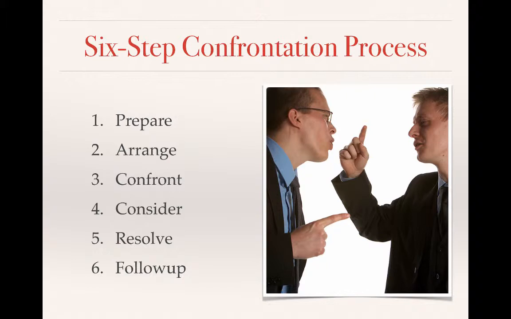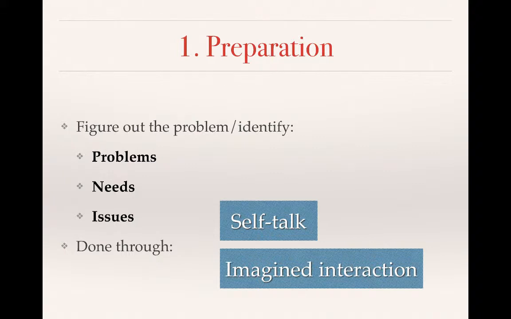A lot of the book talks about processes, and this is one that we could potentially use. What we'll do is go through each of these 6 steps. First we have prepare, and I think this really falls under problem identification. What are the problems, the needs, the issues? You can do that through self-talk and imagined interaction. Self-talk is verbalizing your inner message, examining aspects of the situation to help you figure out the problem.